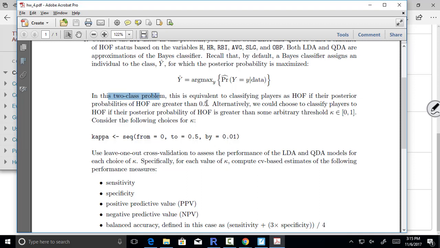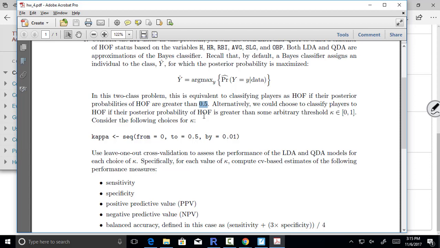But we don't have to use 0.5 necessarily as our threshold. In the Hall of Fame data, there is a relatively small proportion of players who are in the Hall of Fame. It's pretty rare. So if you do these techniques, you're not going to get posterior probabilities greater than 0.5 very much, if at all, which means your error rates are going to not be great.